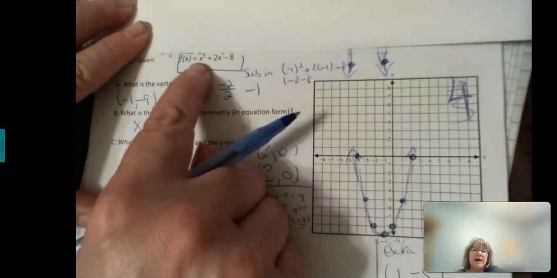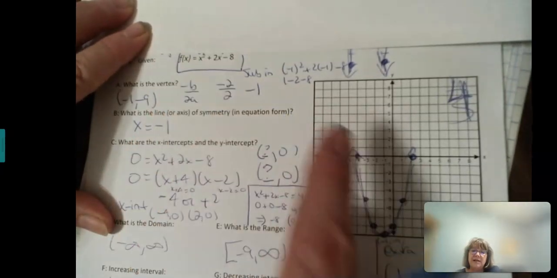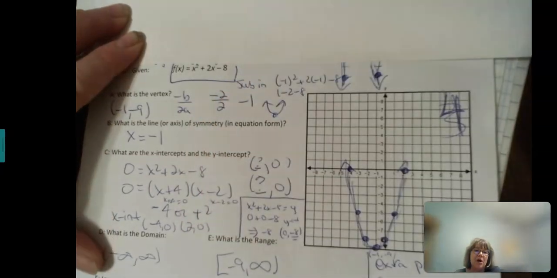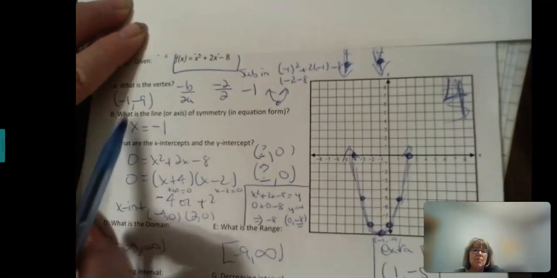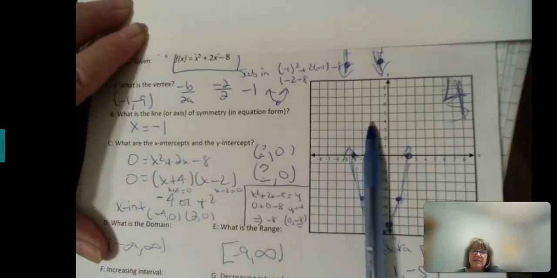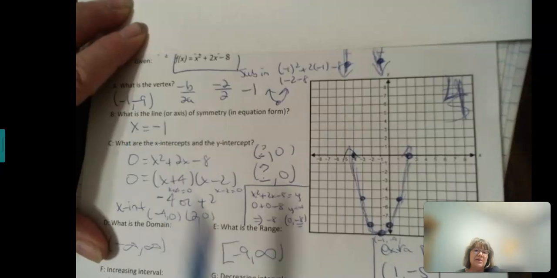This thing has a positive coefficient. It is not reflected. So I know it's going to look something like that. All right, so symmetry is x equals -1. That is an equation of a vertical line. So you do want x equals -1.